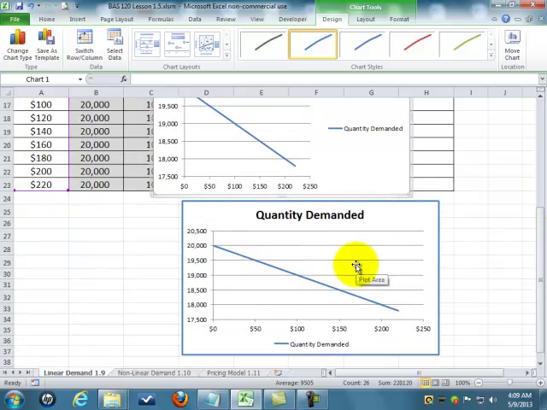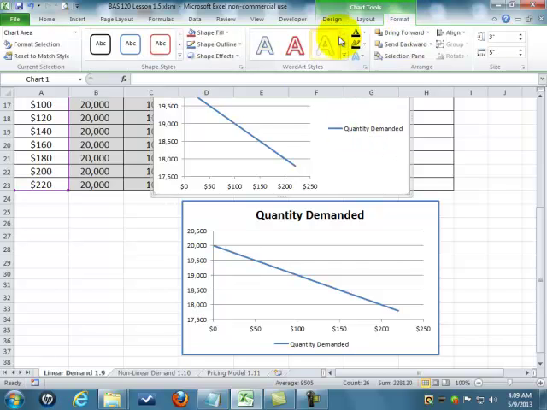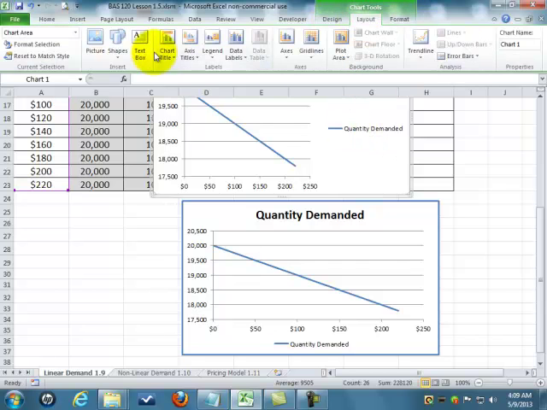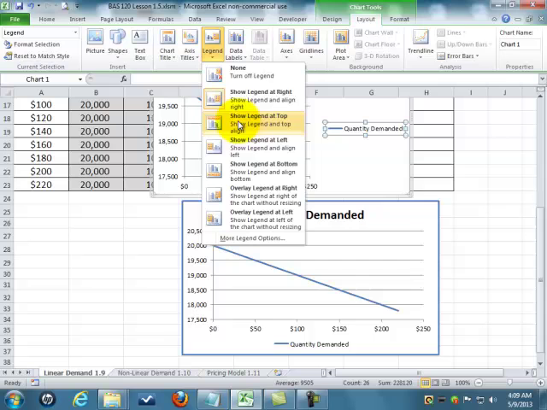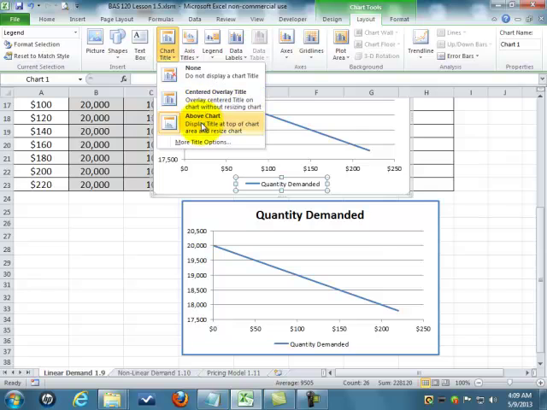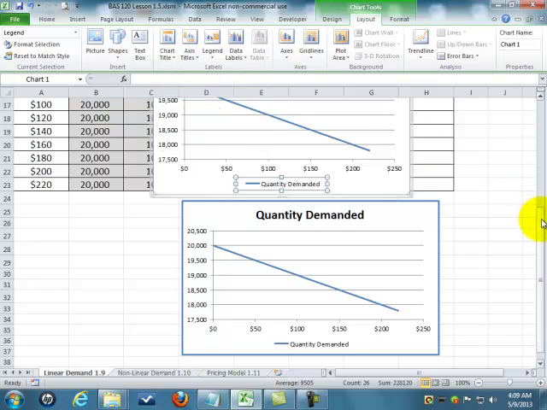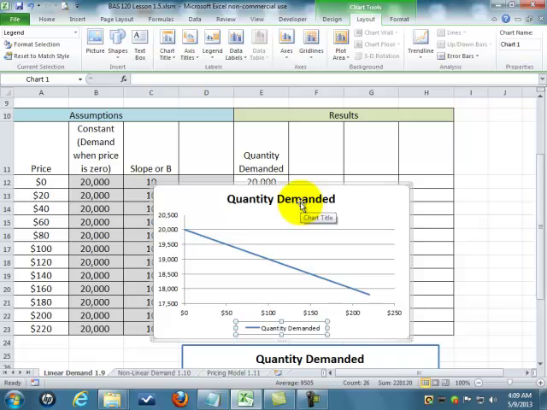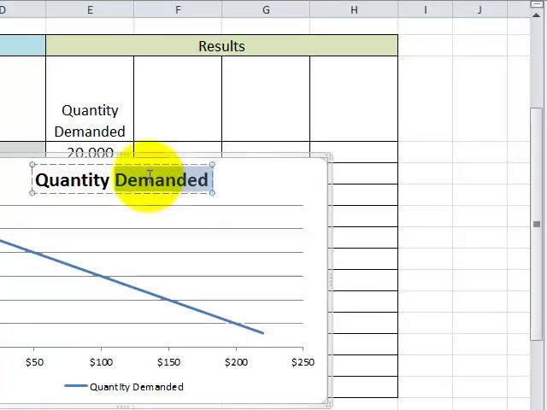And all I've done down here is move my title around and move the legend around, so you can go to your layout. Notice this whole area pops up once you make a chart. So if I want to move this, I can say legends. I can put it at the bottom, and there it puts it at the bottom. If I want to add a chart title, I say chart title. I like to put them above. There, quantity demanded, it put that in there. If I wanted to change it, I could go in and change it to whatever I want it to be, etc.